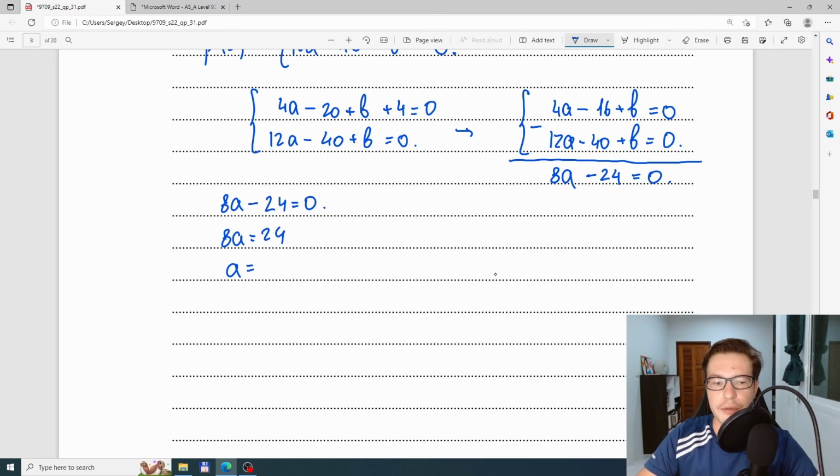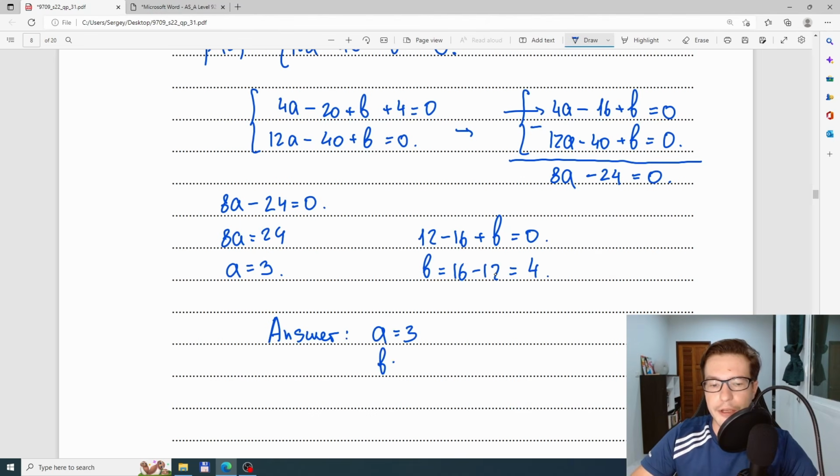And we get a equals 3. Okay, now we can substitute this into the first equation, this one, to get 12 minus 16 plus b equals 0. That means b equals 16 minus 12, which is 4. And the answer is going to be a equals 3, b equals 4.